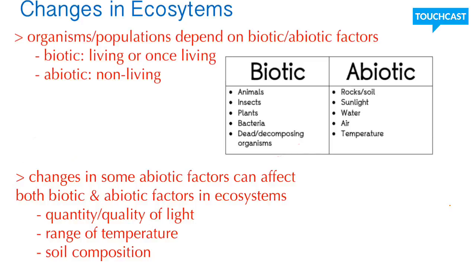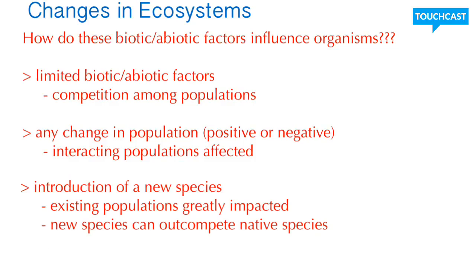Another thing that you need to consider is that when changes occur within certain abiotic factors, there are biotic and abiotic factors that are affected as a result. Listed here are 3 particular abiotic factors that can influence both biotic and abiotic factors in ecosystems. Alright, so once you know what abiotic and biotic factors are, you should be able to recognize how they influence organisms. Now, I have 3 examples listed here.